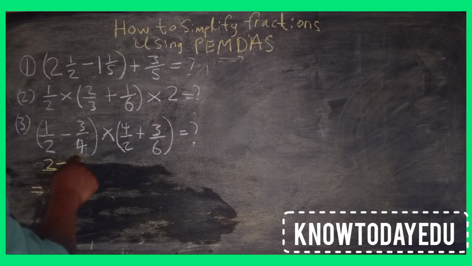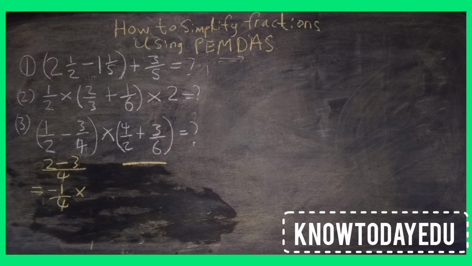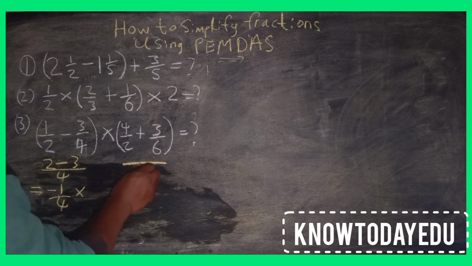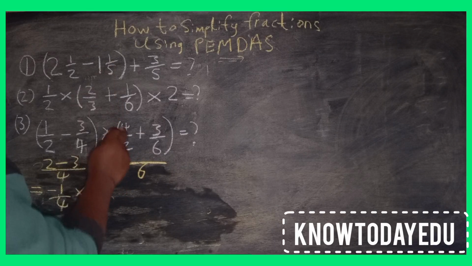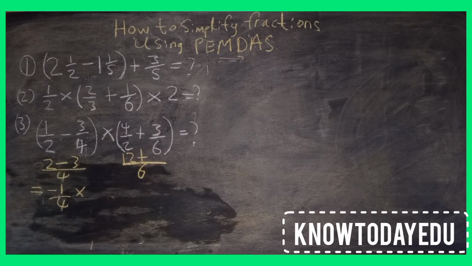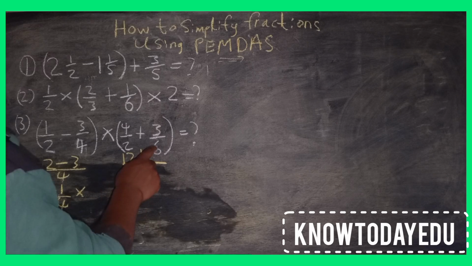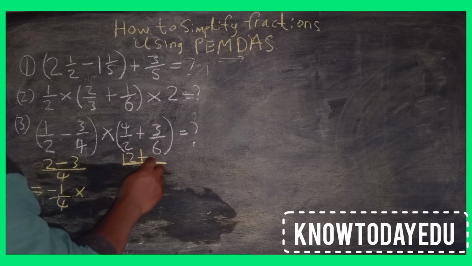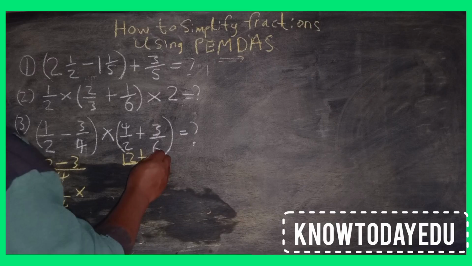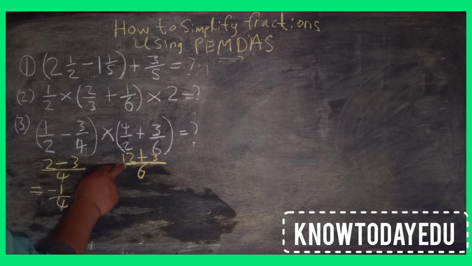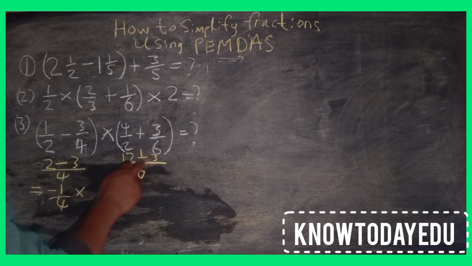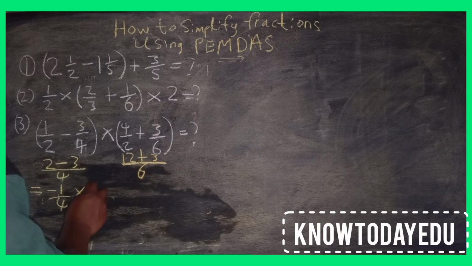Okay, now since we have opened the bracket, this will be multiplied by the next one. Let's look for the LCM of this one. LCM is definitely 6. 6 divided by 2 will give us 3. 3 times 4 will give us 12 here, plus 6 divided by 6 here will give us 1 times 3 is 3. Okay, so 12 plus 3 is 15 on 6.